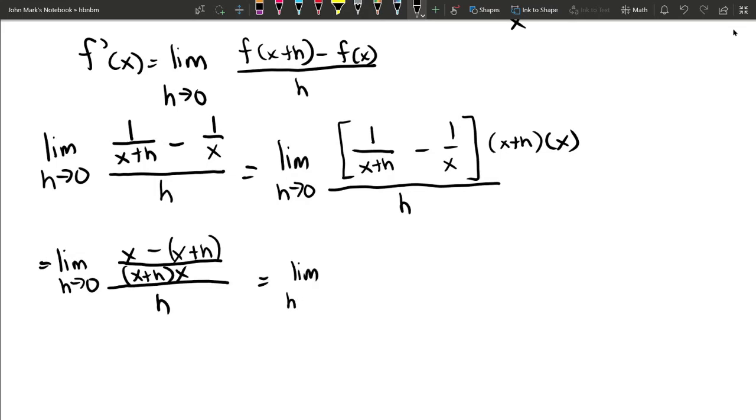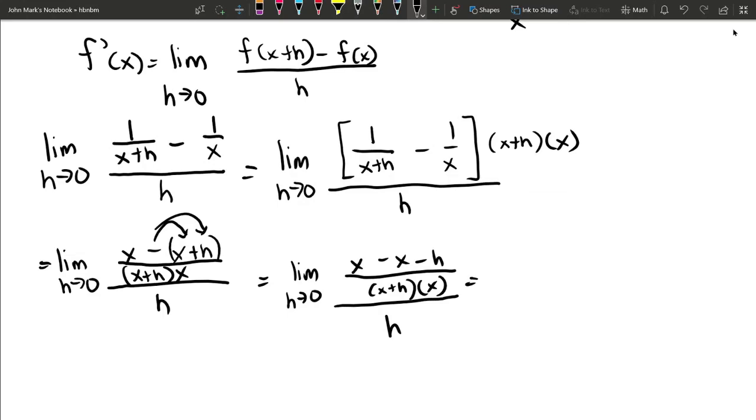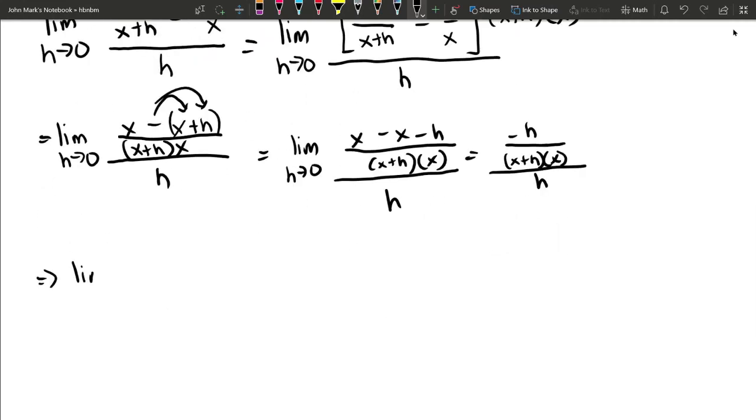So, we have the limit as h approaches 0. So, distribute mo yung negative sign. So, we have positive x minus x minus h all over x plus h times x over h. Okay, so cancel mo lang x. So we have negative h all over x plus h times x. Okay, the limit as h approaches 0. Next, the limit as h approaches 0. Okay, we have negative h over x plus h times x.